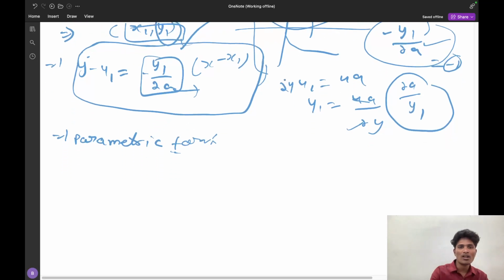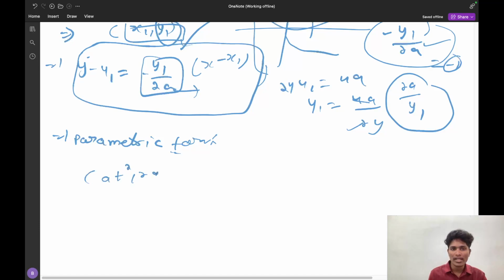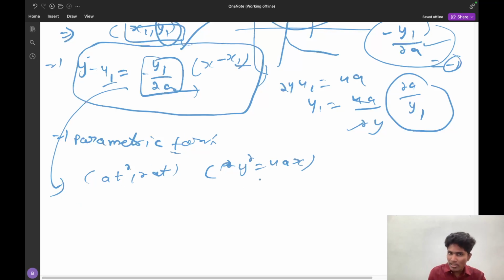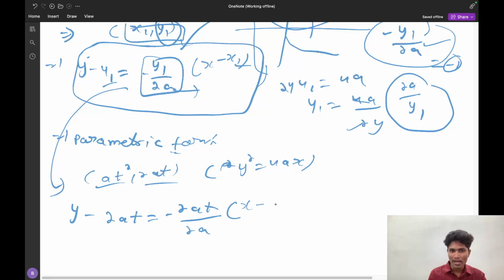In the parametric form, we have to understand. We will use the point at square comma 2at, in the case of y square equal to 4ax. Now I already said this is the normal equation in the point form. So for the point x1, y1, I will substitute these points at square comma 2at. Now the equation changes: y minus 2at is equal to 2at divided by 2a into x minus at square.